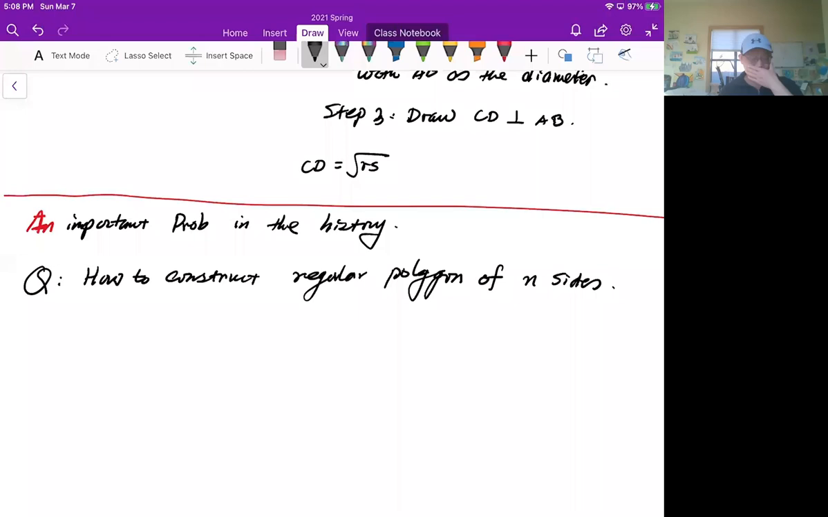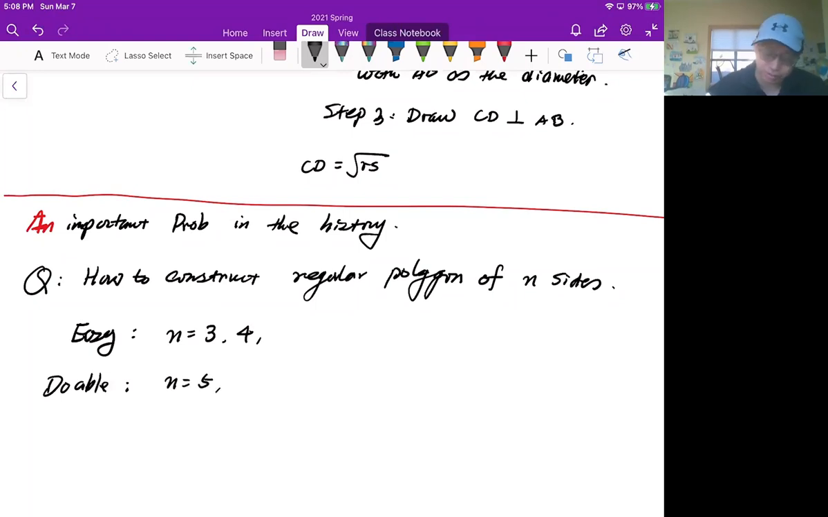For some of the n, the problem may be easy. For example, n equals 3, an equilateral triangle, everyone can do it. 4, that's a square, everyone can do it. 5 is not easy, but we can still do it. So n equals 5, we can do it. Let's say 6. How can we do 6? You can do 3, you can do 4, right?